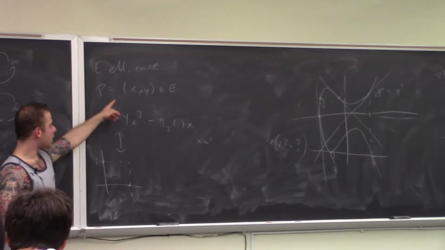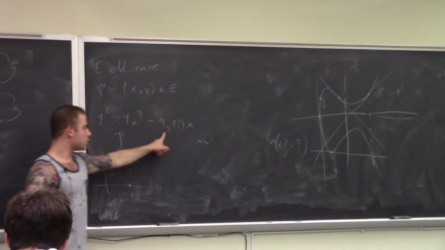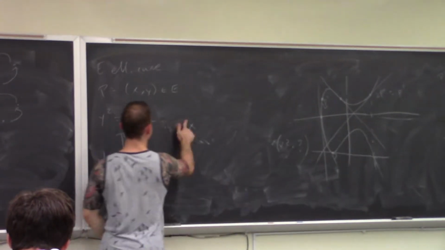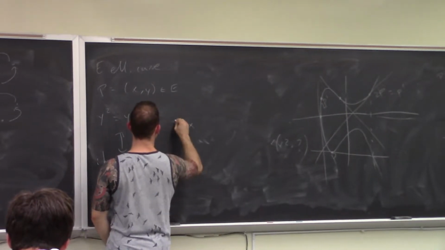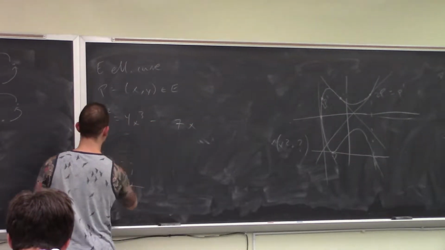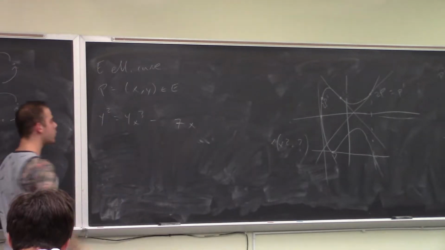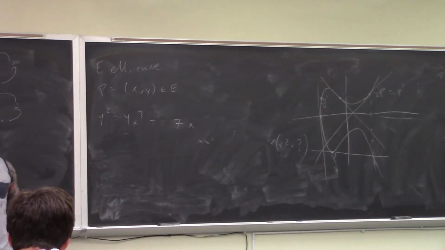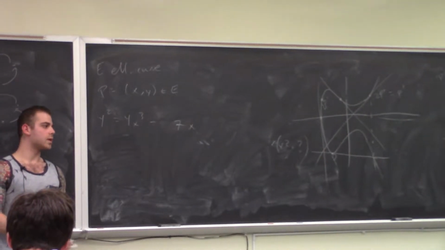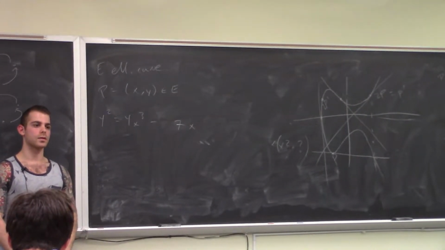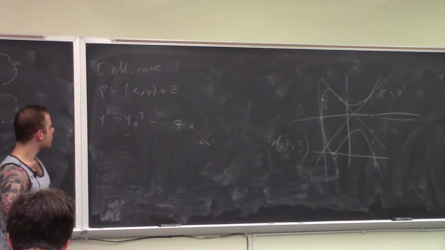So we have a point x, y on this curve. Let's say g2 is 7. How do we find rational points on this curve? Does anyone have any ideas? I have a question. Is that thing next to the x a 4 or a 1? That's a 4.